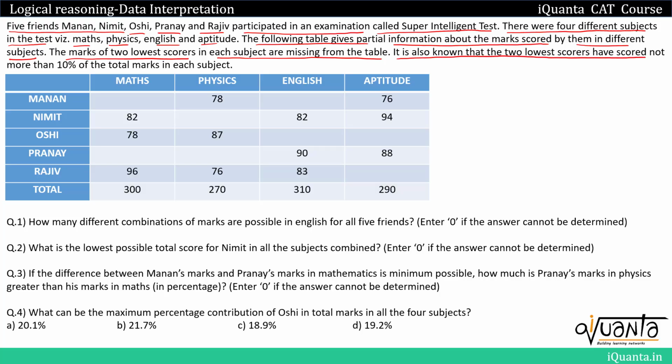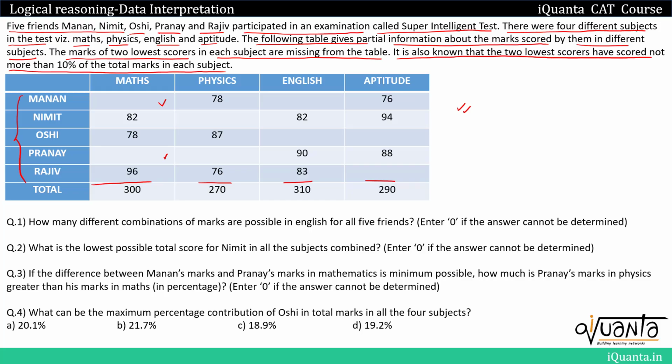It is also known that the 2 lowest scorers have scored not more than 10% of the total marks in each subject. So this is the table. These are the students that we have. Then these are the 4 subjects that we have. We have been given the total marks in all the subjects. So 2 entries are missing from every column, and these are the marks of the 2 lowest scorers.